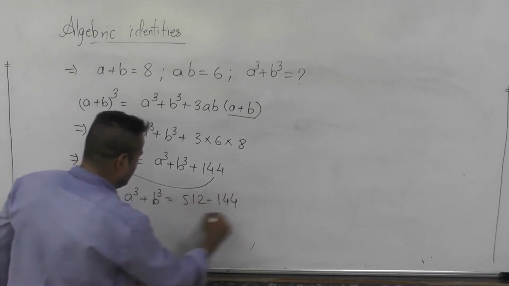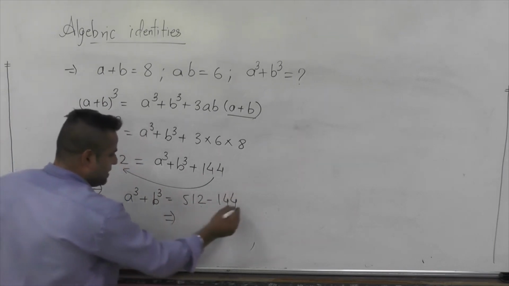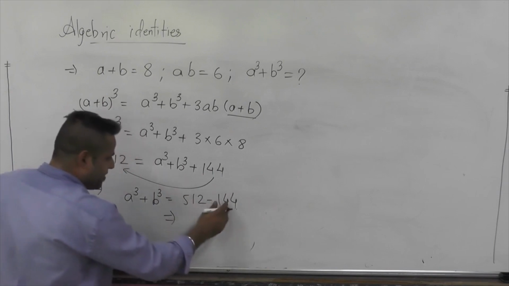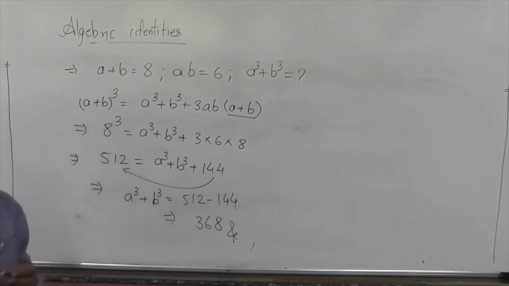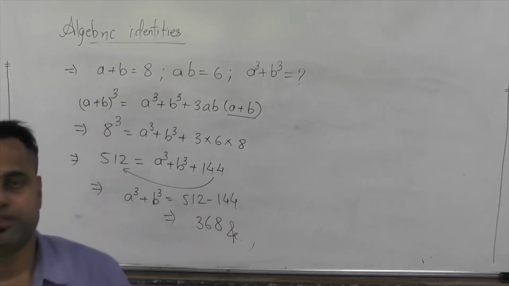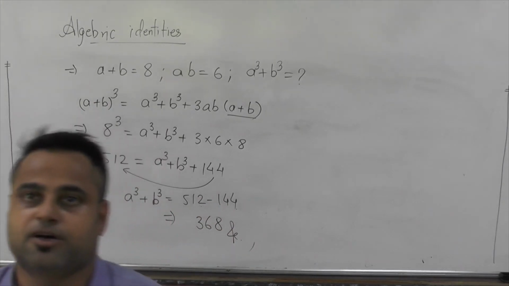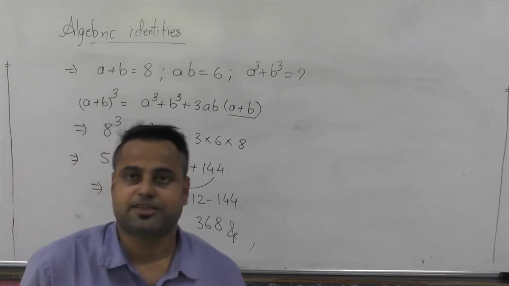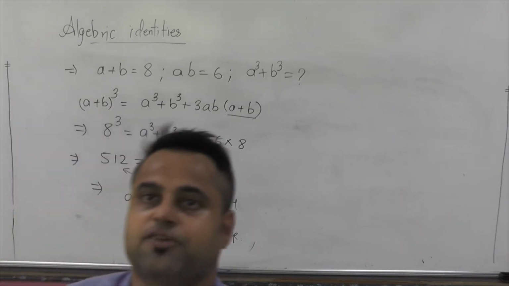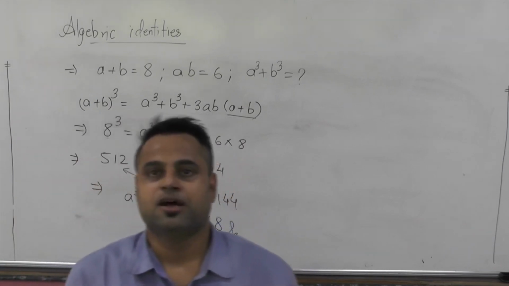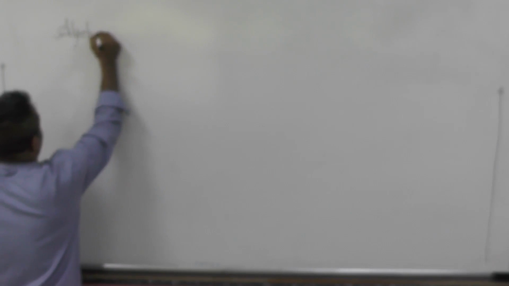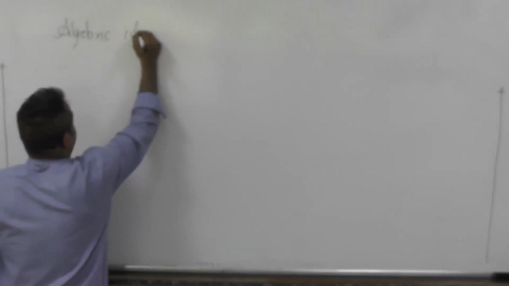minus 144. Now just subtracting it. 12 minus 4 is 8. 50 minus 14 is 36, and that would be your answer, 368. That's how you can do sums of different kinds of questions in algebraic identities like this, when you have different values. Please keep trying different sums like that. Okay, algebraic identities.